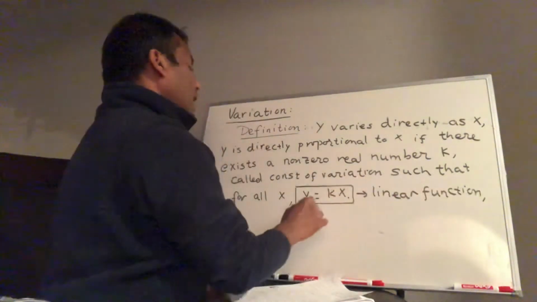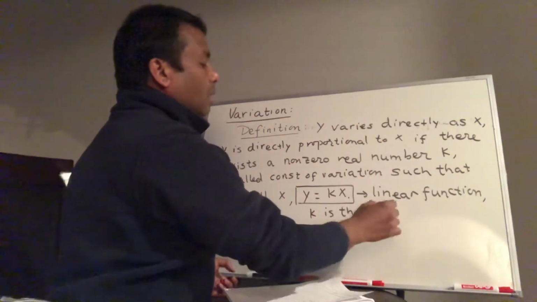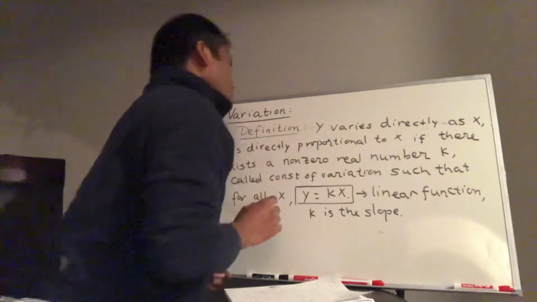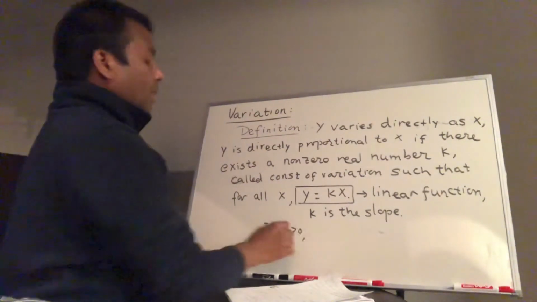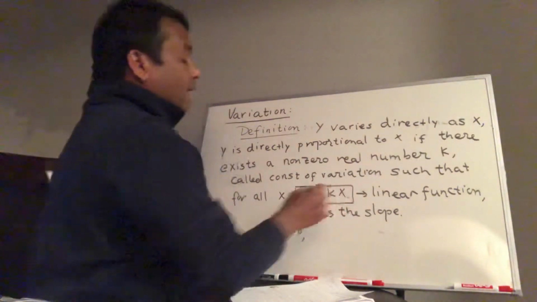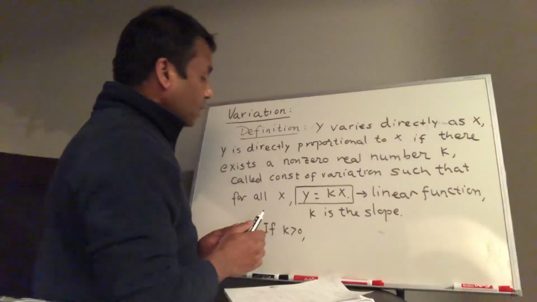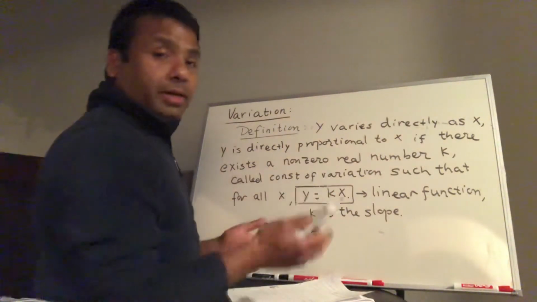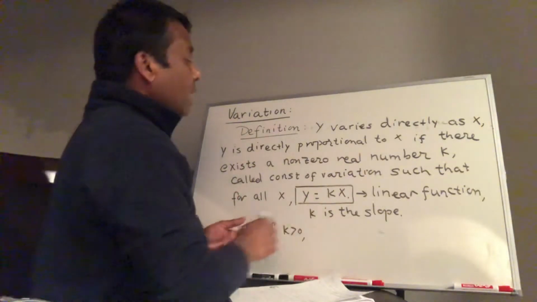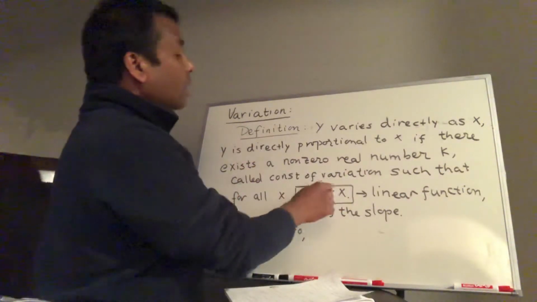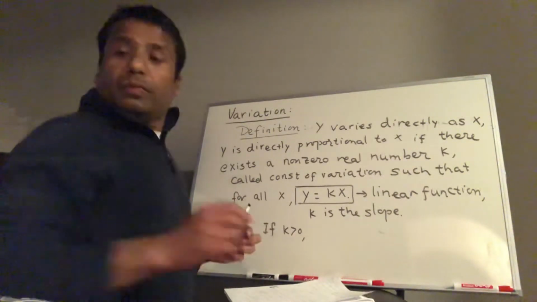And this k is the slope. So if k is positive, as the value of x increase, the value of y also increase. As value of x decrease, the value of y also decrease. So that means these two quantities, they are in a direct variation. Okay.